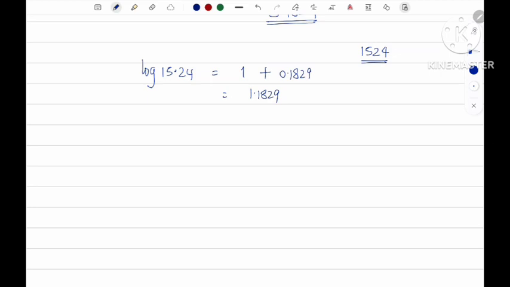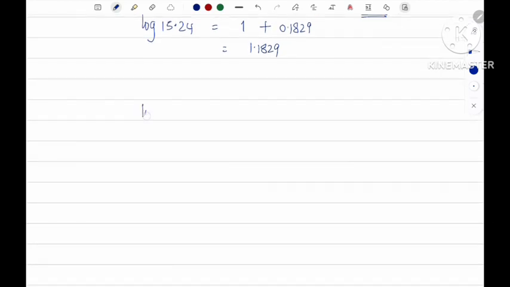So what you have understood here is, if the digits are same in the number, then the mantissa will remain same. Mantissa will remain same, only characteristic will change based on the placement of decimal.